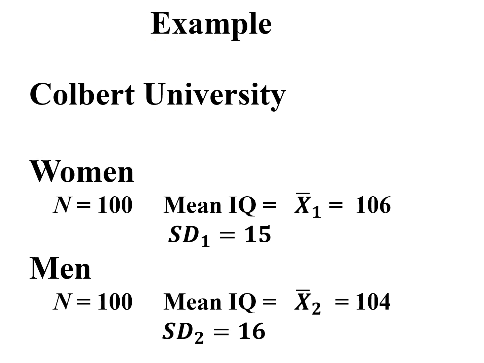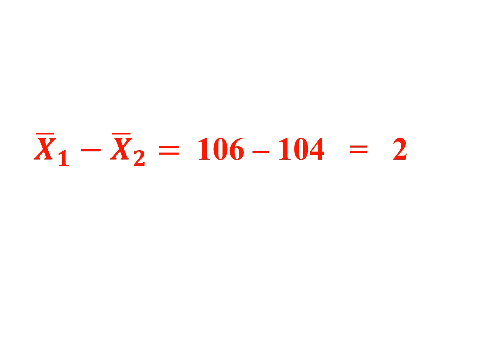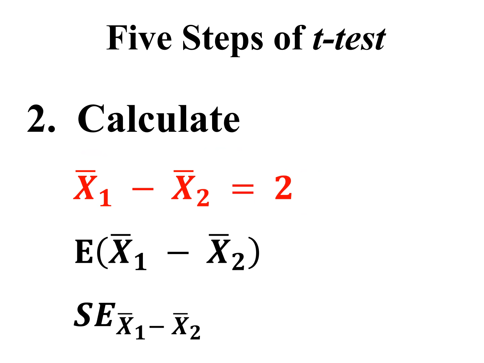These are the results of the study that I showed you earlier. What is the observed difference between the sample means? Well, here is the math. The two means are 106 and 104. 106 minus 104 is equal to 2. So the difference between the two means is 2. So we have now calculated this first number and we'll move on to the second.